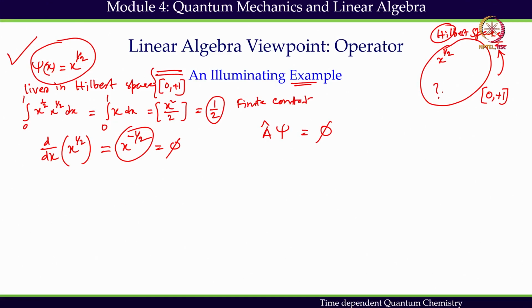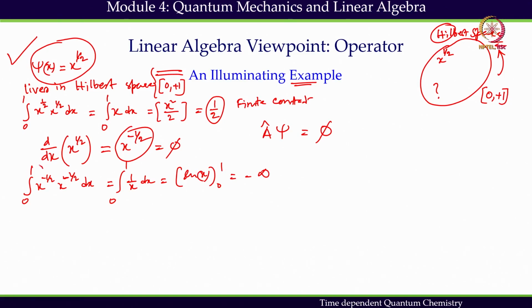That is the first thing we will check, and in order to check that, we have to again carry out this integration. The limit is not minus infinity to plus infinity, it is 0 to 1, of x to the power minus half times x to the power minus half dx. We get the integral of 1 by x from 0 to 1 dx, which is ln x from 0 to 1, which is minus infinity.